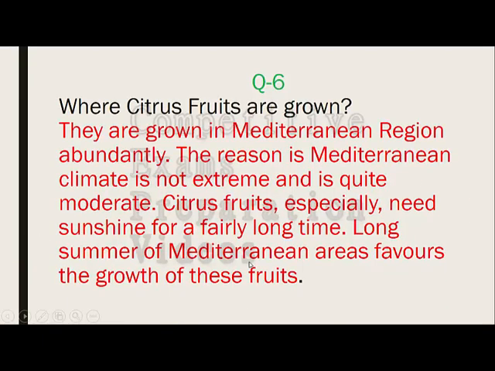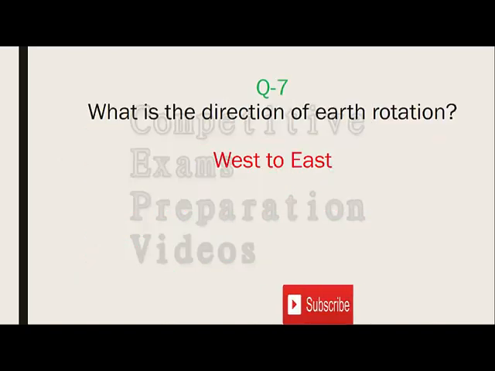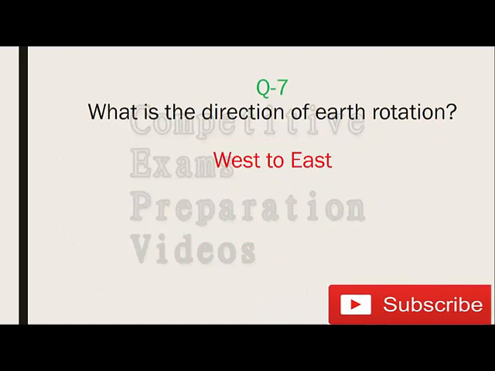What is the reason that citrus fruits are grown in the Mediterranean region? The reason is that the Mediterranean climate is not extreme and is quite moderate for the growth of citrus fruits. Citrus fruits especially need sunshine for a fairly long time. The long summer of Mediterranean areas favors the growth of these fruits. What is the direction of Earth's rotation?